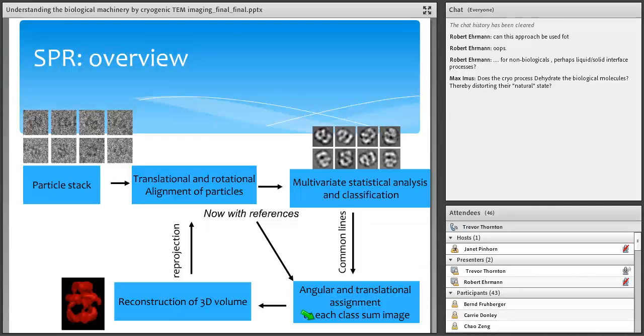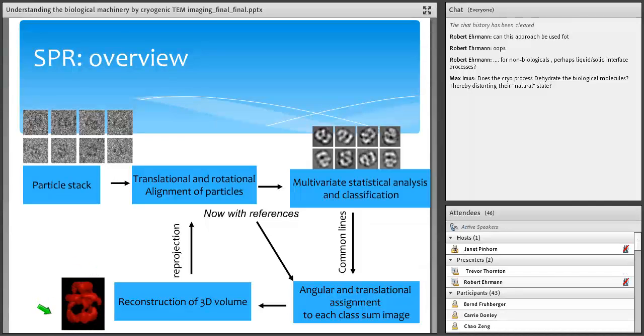Because if you think about the original image, it has very little signal versus the noise from the camera. And then we do this, and we call this classification, and we've got a higher amount of signal versus the noise, and now we can use a method called common lines that will basically figure out the orientation of each of these molecules relative to one another. And so now we've got an angular and translational assignment for each of these classes, and we do a back projection of these molecules to create a three-dimensional structure.